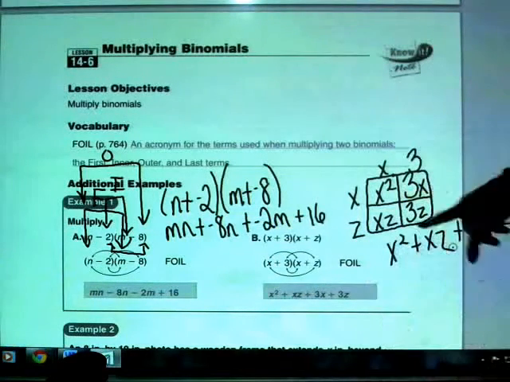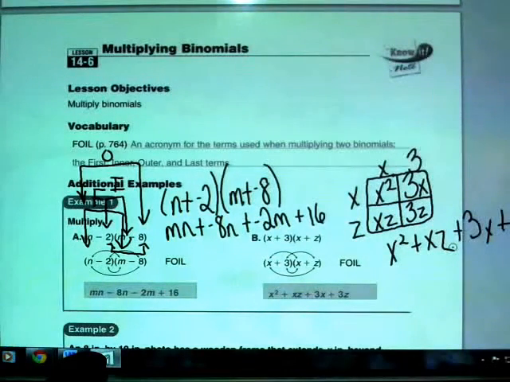And as you can see, my answer from the table method matches exactly what they did in the FOIL process. Again, it doesn't matter which method you like. You can do either one. The solution is the same regardless of what you choose.